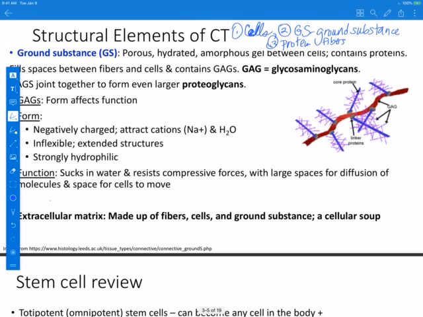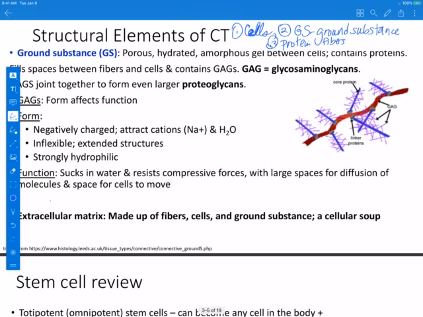So, what is ground substance exactly? Ground substance is basically an amorphous substance, which means it doesn't have a distinct shape. Its shape can change. It is porous, well hydrated, amorphous. It's a gel-like substance that contains proteins and is between the cells of connective tissue. It's usually a fluid, but it can be hard, such as in bone.